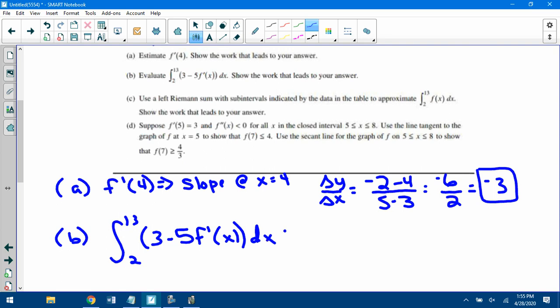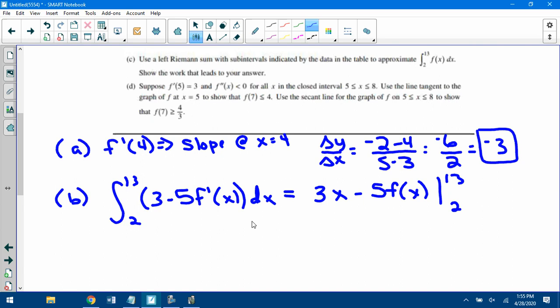So what's the antiderivative of 3? 3x. What's the antiderivative of 5f prime? Minus 5f of x. 5 is just a constant, so we can move that out front if we needed to. That's why it stays here. And the antiderivative of f prime is f. Looks weird, but it's not that hard. And I'm evaluating from 2 to 13. You just have to know the rules of calculus and apply it to a weird-looking equation.